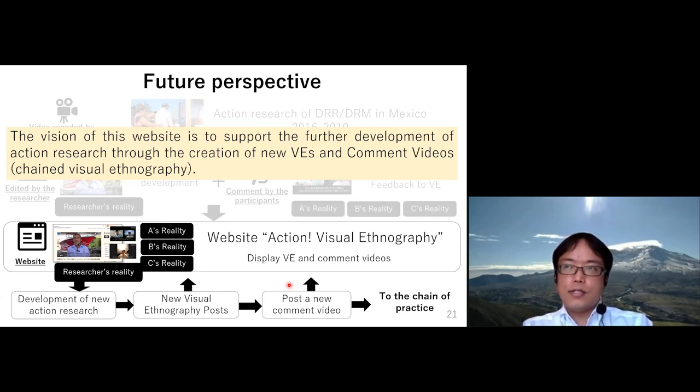But actually, this type of change is happening little by little, because, for example, Mr. Thomas from the federal government and Mr. Rafael from the municipal government have already watched or been involved in these visual ethnography activities. And both of them have already started new types of action research, for example, developing new visual educational materials or new action research in Xihuatanejo, even during the COVID-19 situation, so that new action research is ongoing in Mexico. So in the near future, we will be able to develop a new visual ethnography post, and hopefully we will bring a new post of comment videos, so it will become a change of practice in the near future.